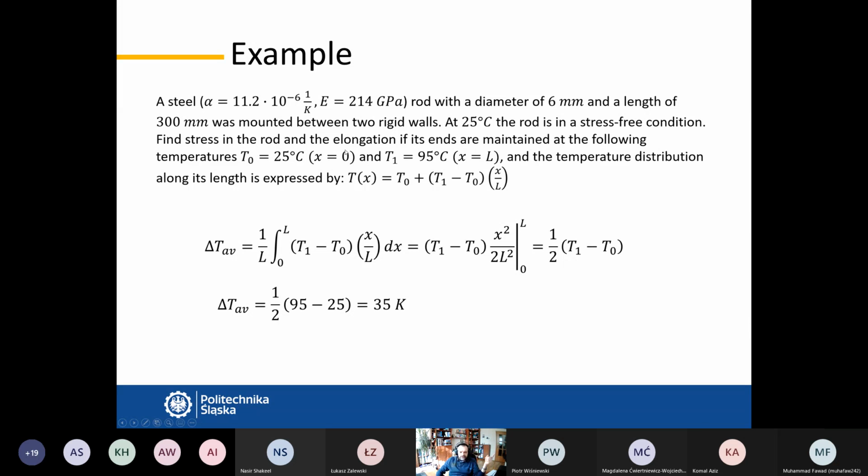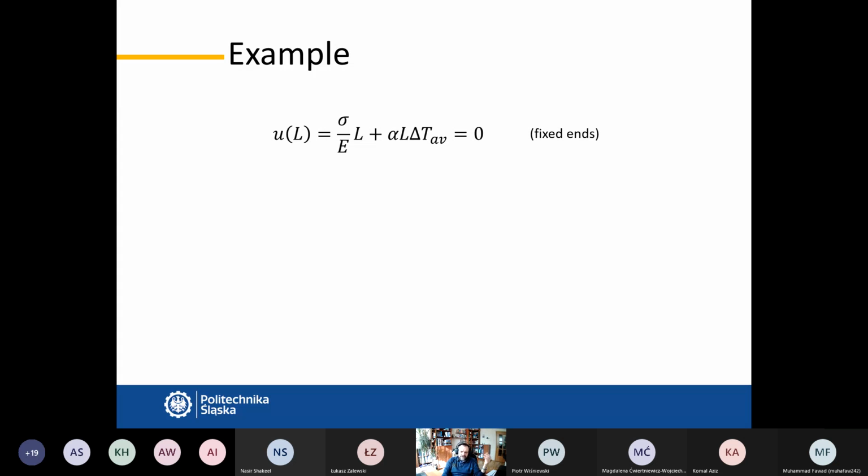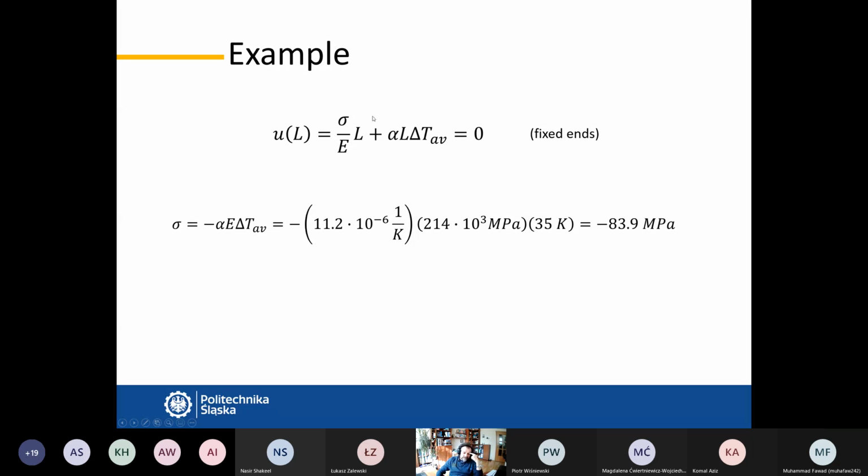Find the stress in the rod, and the elongation, if the ends are fixed at fixed temperature. So this is the case when the ends are fixed. So we have zero increase in temperature. The stress in such a case would be, there is no external loading, no force, nothing else. So we have only this factor connected with temperature rise.